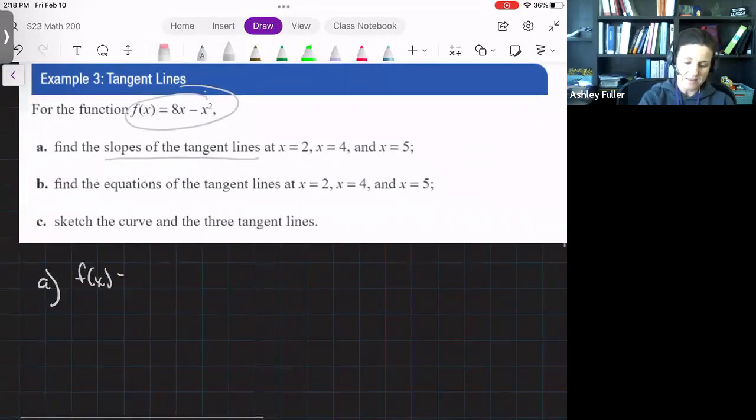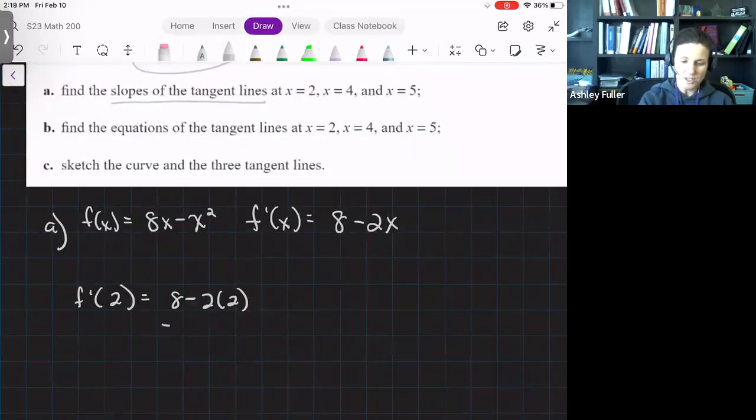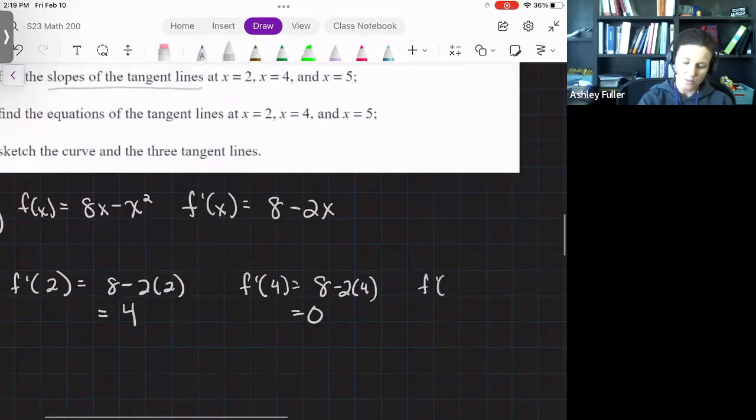Given that f of x is 8x minus x squared, the slope of the tangent line, applying our rules, is going to be 8 minus 2x. Now I can find the slope of the tangent line at 2 by plugging in 2 for x into my first derivative equation, which gives me a value of 4 for my slope here. I can find the first derivative at 4. Again, 8 minus 2 times 4, which is going to give me a slope of 0. And last but not least, I can find the slope when x is 5, 8 minus 2 times 5, which leaves me with a slope of -2.